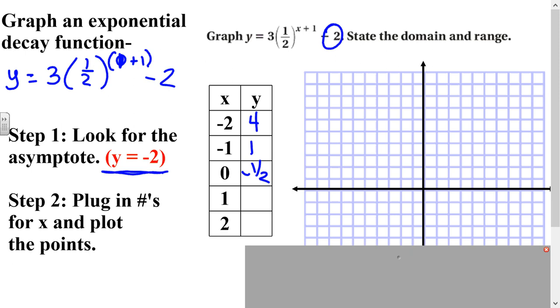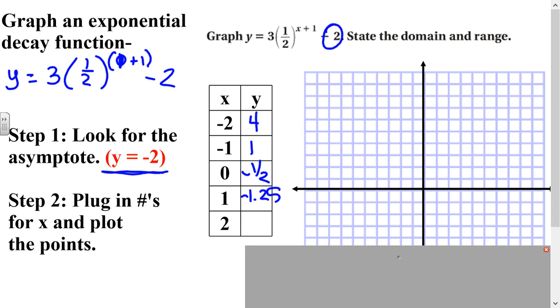Sorry, my pen was not wanting to write. If I take 3/4 minus 2, then I get -1 1/4, or -1.25. You can do decimals or fractions, it really doesn't matter. Then if I plug in 2, plus 1 would be 3. 1/2 to the third power would be 1/8. So then we would get 3/8.